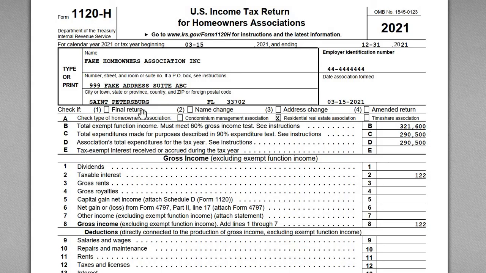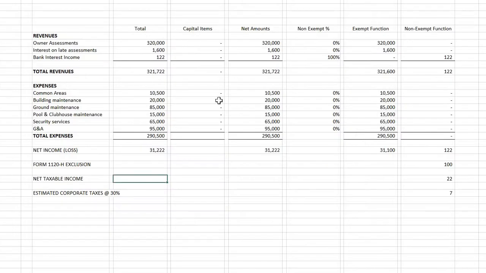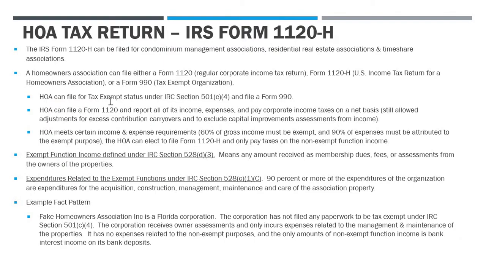So in this example, I want to go over a very simple 1120H. I've got a couple pieces to work with here. We've got obviously the return itself, and then I've got a workbook here in Excel for the Homeowners Association's financial statements for the year, right? So the revenues and expenses. And then I've got a slide with some background information here, and then the fact pattern that we're going to be working with. So let's start with this, and then we'll move on to the workbook and the return.